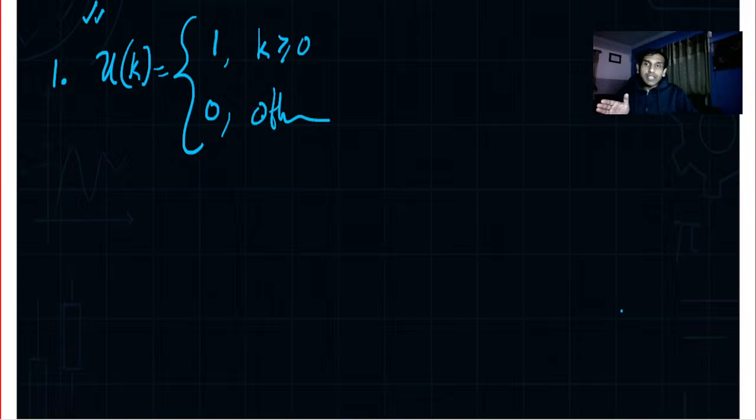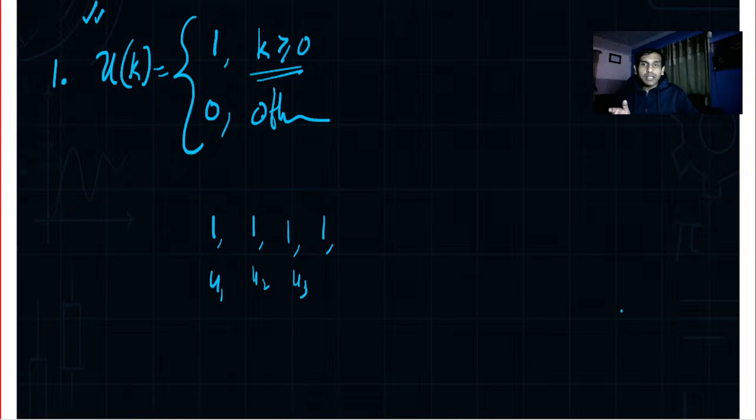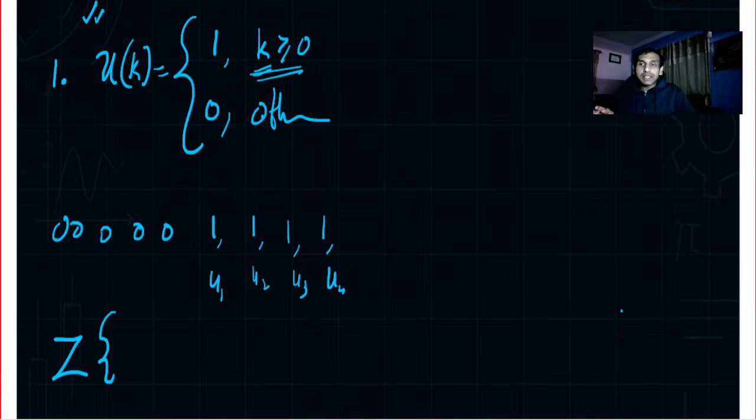Can you see the sequence goes like 1, 1, 1, 1. If you choose first term, second term, third term, fourth term, can you see the k value? And the other side is 0, 0, 0, 0, 0. Anyway, it's so easy to work out. I want the Z transform of u of k. That's the name of the sequence.